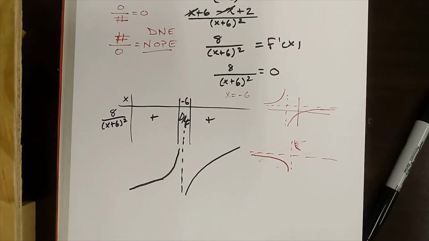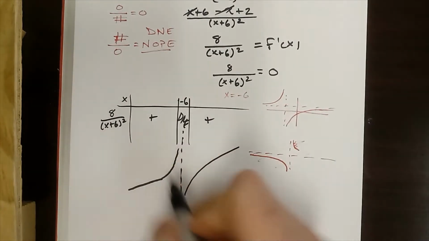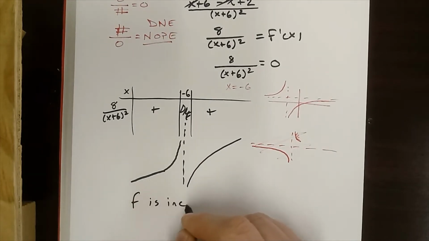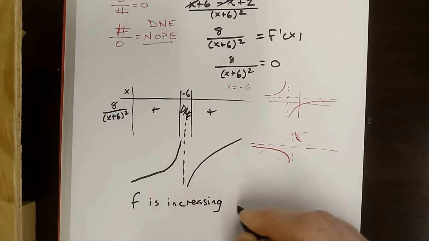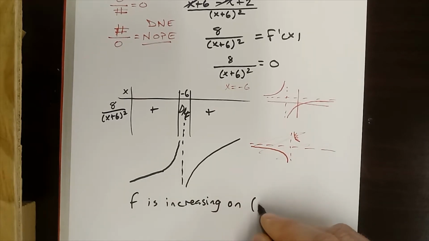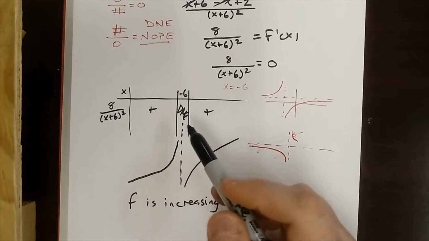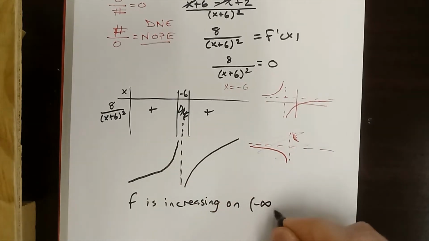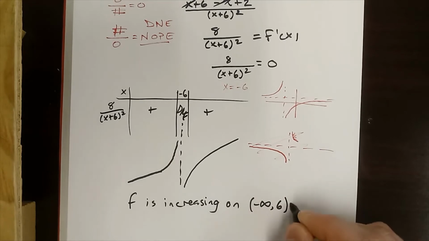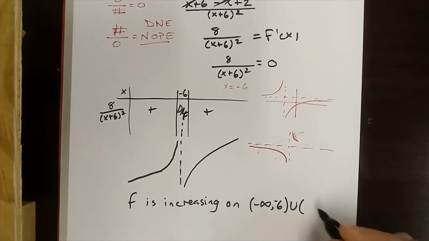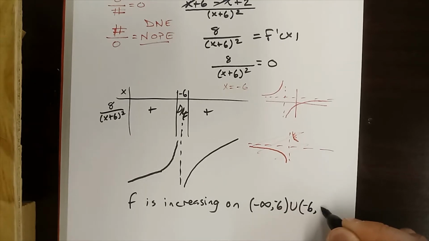We don't need all that, but if I'm talking about when this is increasing, I could say f of x is increasing on the interval negative infinity, I can't say it's increasing forever, because at -6, it's broken. So I have to say from negative infinity all the way up to -6, and then again from -6 all the way to infinity.